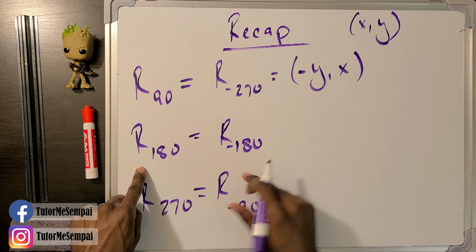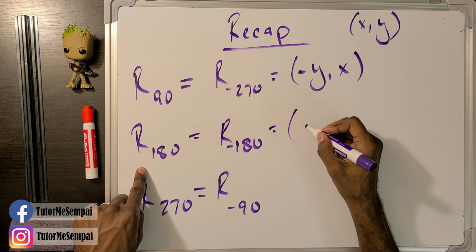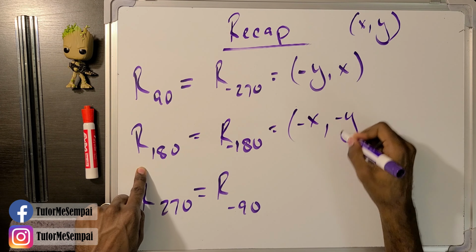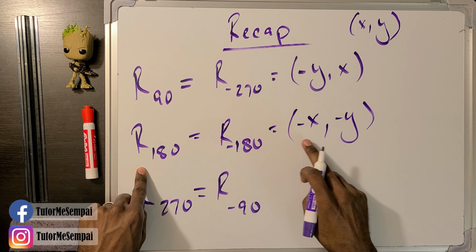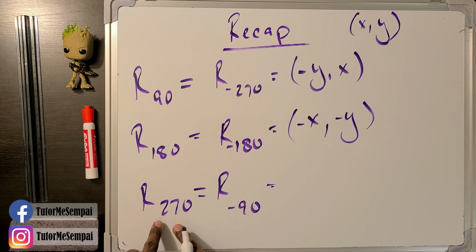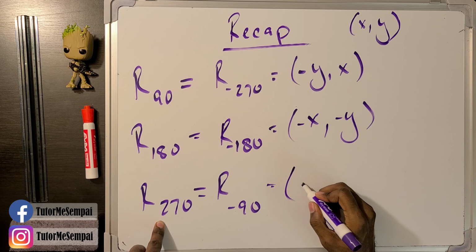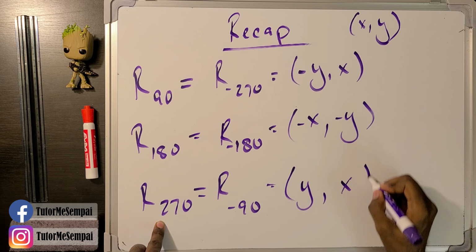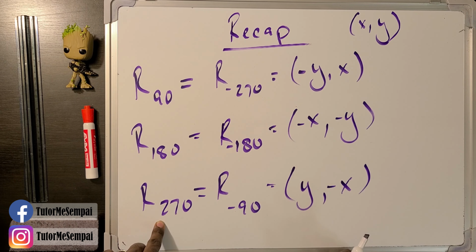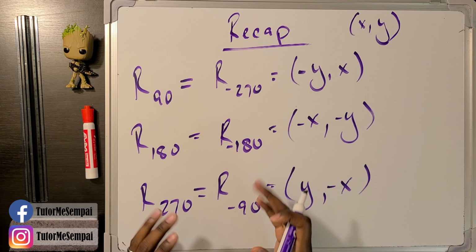Our 180-degree rotation is going to affect it in the following way. You're going to have the same x, y, however, you're going to negate them. And our rotation of 270 is going to affect it in the following way. You're going to have the y and your x swapping, however, the x is going to be negative. So this is the shortcut we found for each one of these rotations.